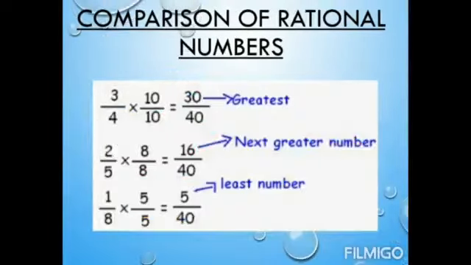We can compare rational numbers by making their denominators the same also. Like 3 by 4, 2 by 5, 1 by 8. Here you can see denominators are different. So first convert into the same denominator and then according to the numerator arrange in ascending or descending order. So here 30 by 40, 16 by 40, 5 by 40. Greatest one is 30 by 40. The next greater number is 16 by 40 and the least will be 5 by 40.